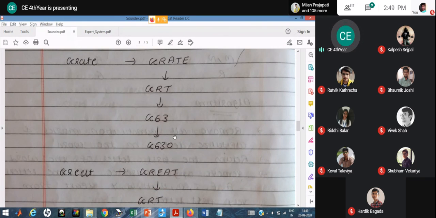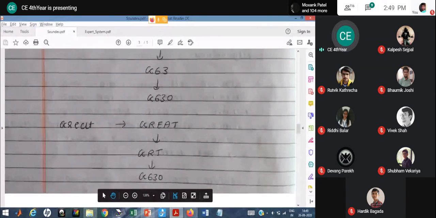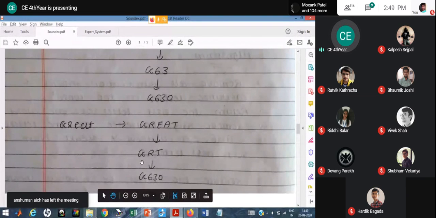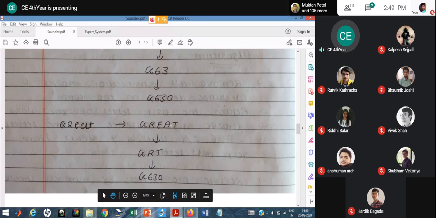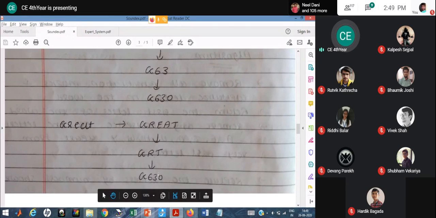Now see the other one, GREAT. So same process. First you have to capitalize it. After capitalizing it, what do you have to do? Keep the first letter as it is, and then after that, if A, E, I, O, U, H, W is present, then you have to remove it. So that's why here you are getting GRT. Then replace with the numbers. So here you get G630, everyone. Okay. So in this way, the Soundex algorithm works.